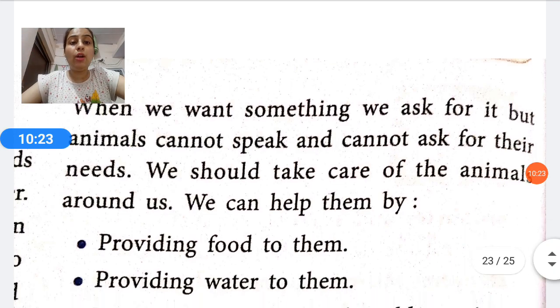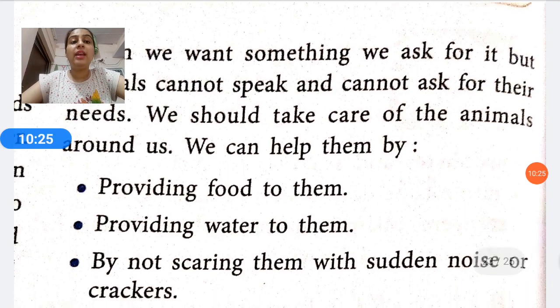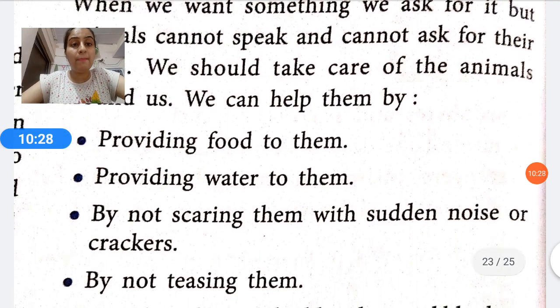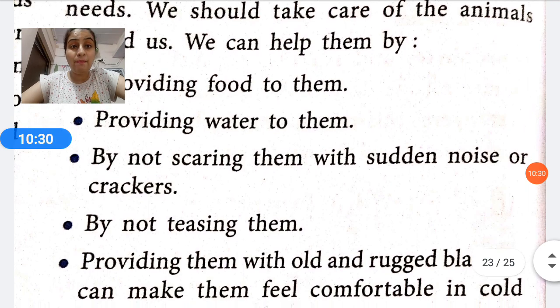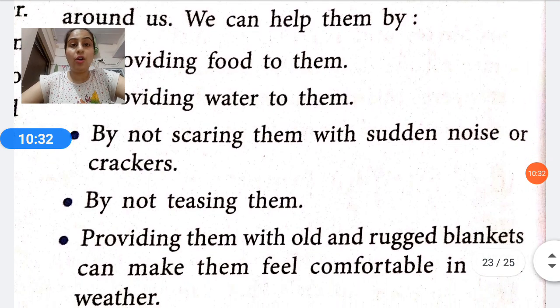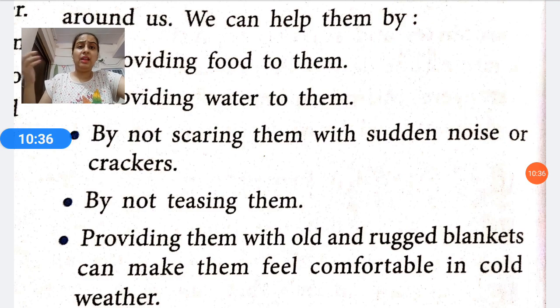We should take care of the animals around us. We can help them by providing food and water, and by not scaring them with sudden noise or crackers. Many of us have seen a recent news story about an elephant. Yes, a lady elephant was killed. You must have heard the news. So it is cruelty, beta. It is cruelty.